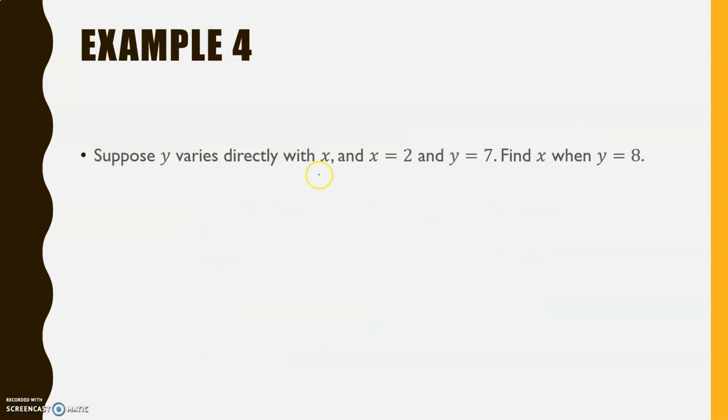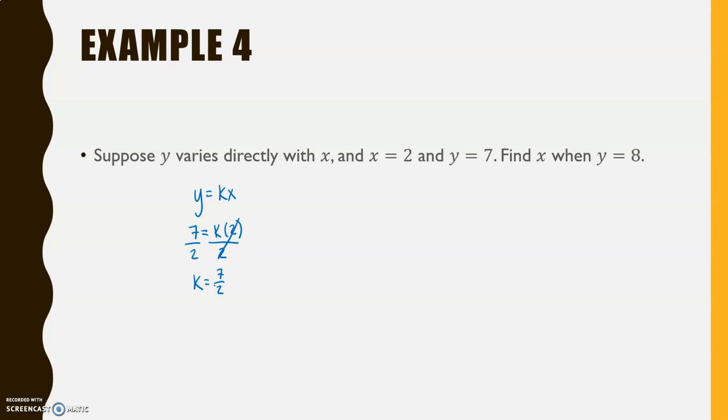So try this one. Write your equation of y varying with x based on x equals 2 and y equals 7, and then find x when y equals 8. So what we should get is that y varies directly with x. Substituting in these values, I would get 7 equals k times 2. I want to get k by itself, so I'm going to divide both sides by 2. And I'd get k equals 7/2.